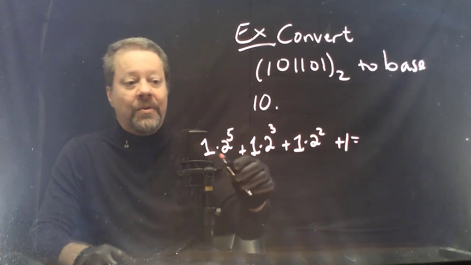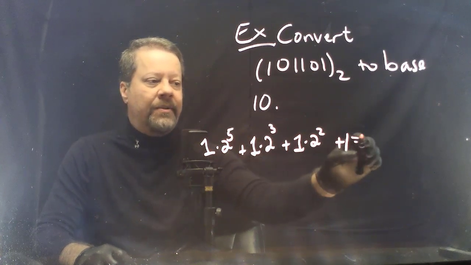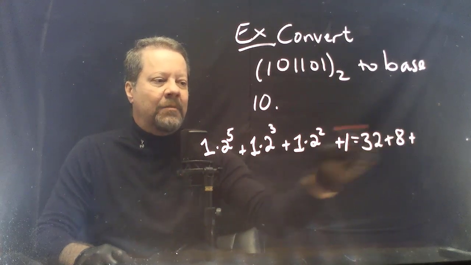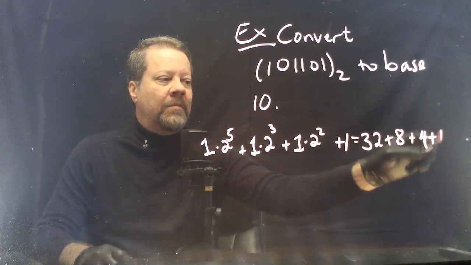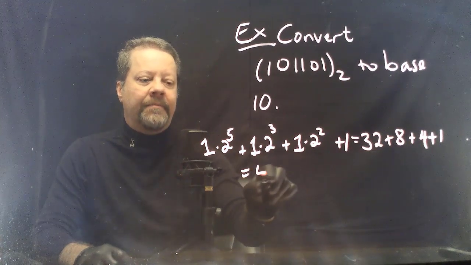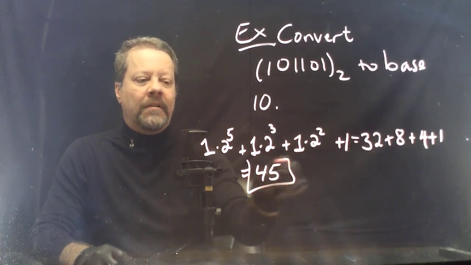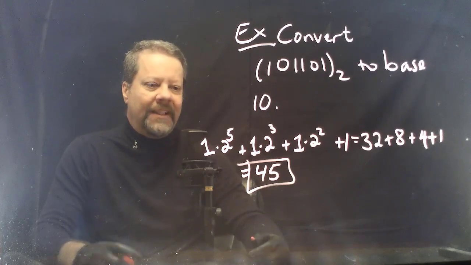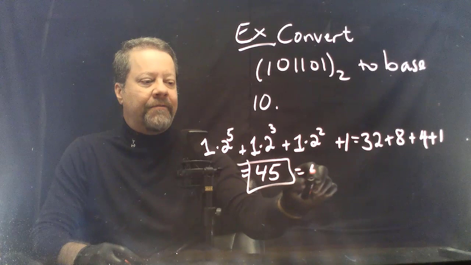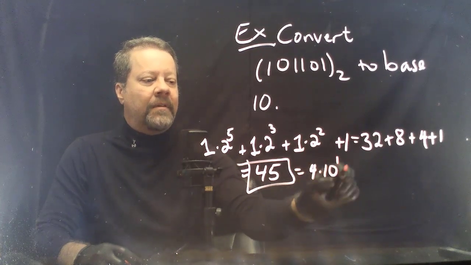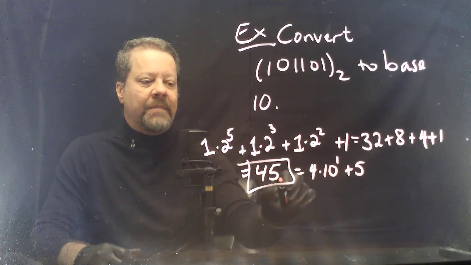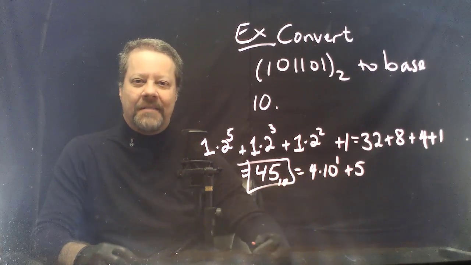Now, using our usual arithmetic, this is what? 32 plus 8 plus 4 plus 1. So that's 45. So there's the representation in base 10. We can see that because we'll have 4 10s and then 5. So this is the base 10 representation.